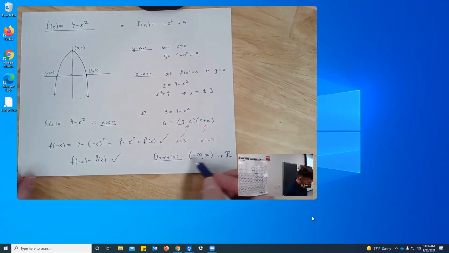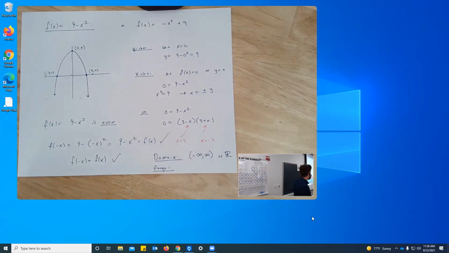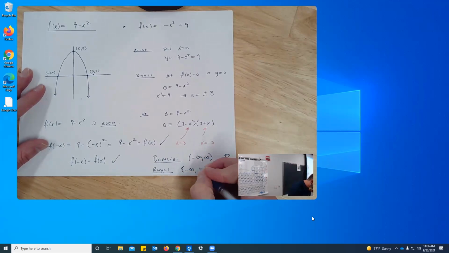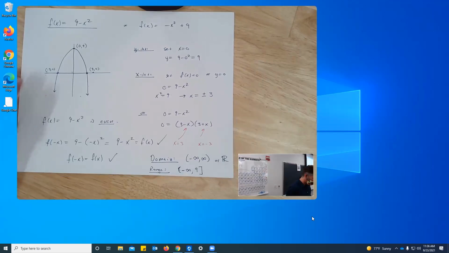People do that because they don't want to write all this. The range, on the other hand, is limited. For the range, we only go as high as a y value of 9. We can go as low as negative infinity, or I should say, we can go low forever. So our range here, there is no lower bound, but there is an upper bound, and we are stuck at 9. And I want a bracket there, because I want to include the 9 for sure. So there is our domain and our range. Sorry.